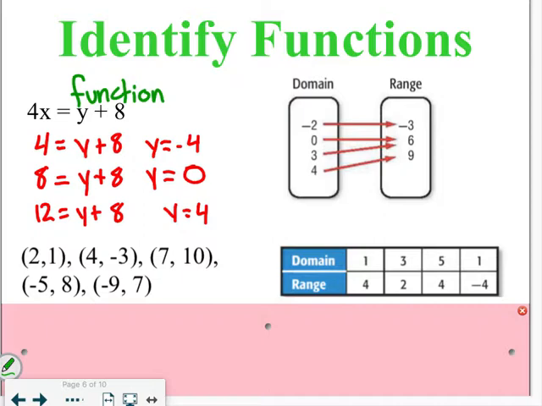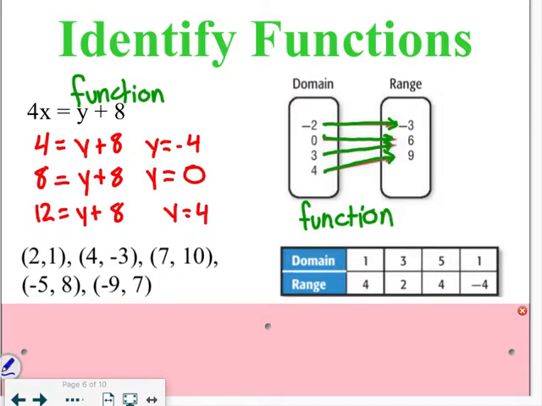When you are looking at a mapping, you are looking to make sure that each point in the domain is going to exactly one y value. So for example, -2 is going to -3. That's fine. 0 is only going to 6. That's okay. 3 is also going to 6. That's okay. We can repeat the y values. We cannot repeat the x values. 4 is only going to 9. So this is an example of a function because each x only gets paired with one y.